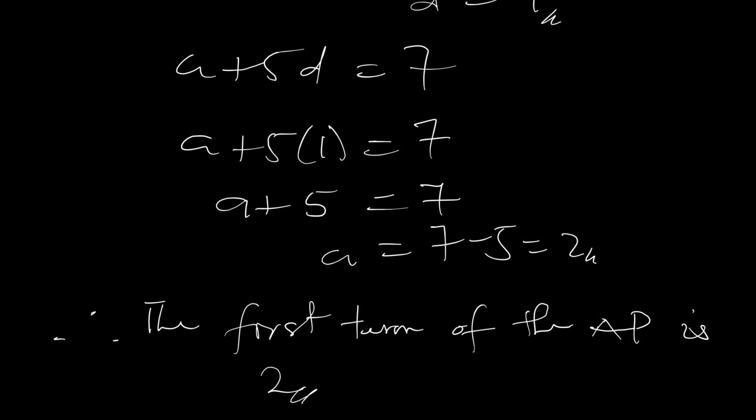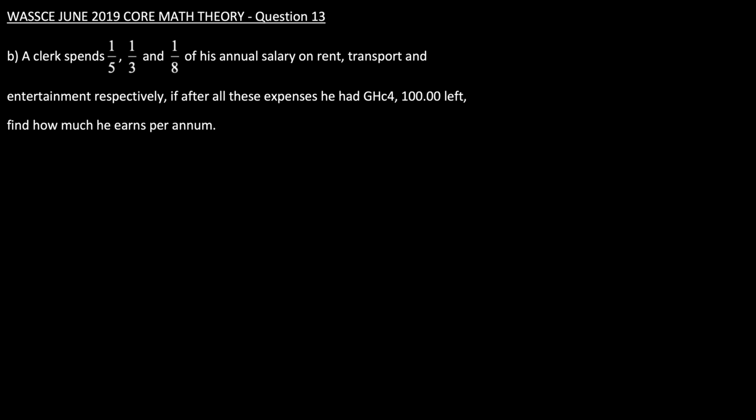So we'll be moving on to question 13b. Question 13b. A clerk spends 1/5, 1/3, and 1/8 of his annual salary on rent, transport, and entertainment respectively. If after all these expenses, he had 4,100 Ghana cedi left, find how much he earns per annum. So let's begin with our solution.